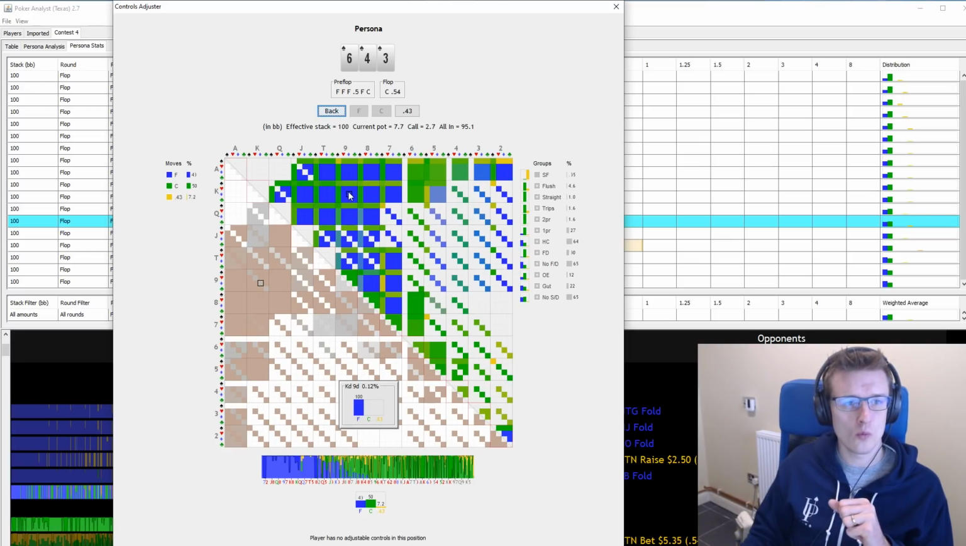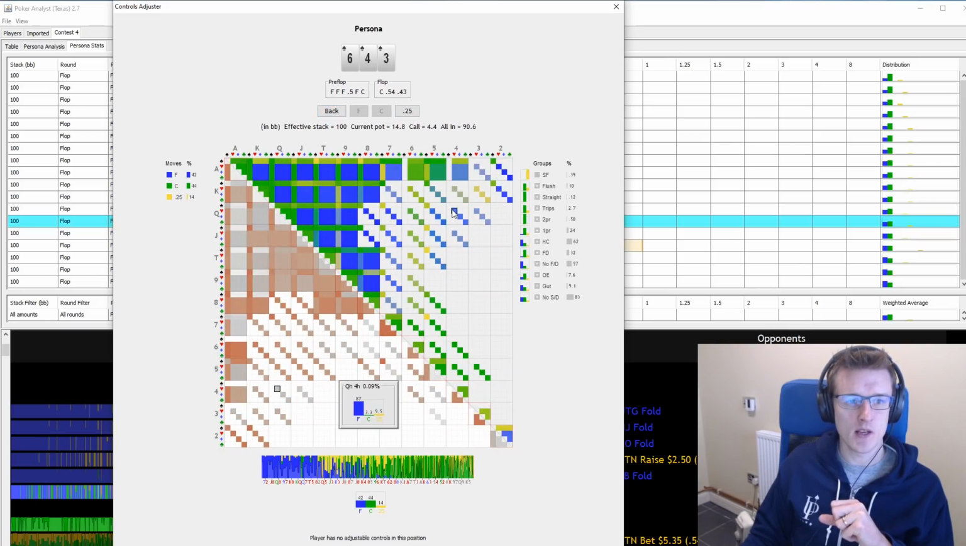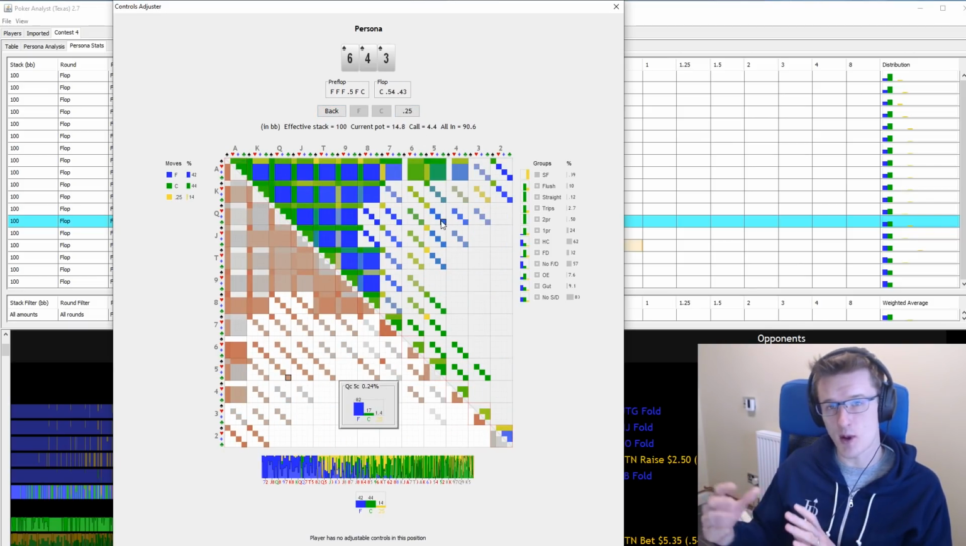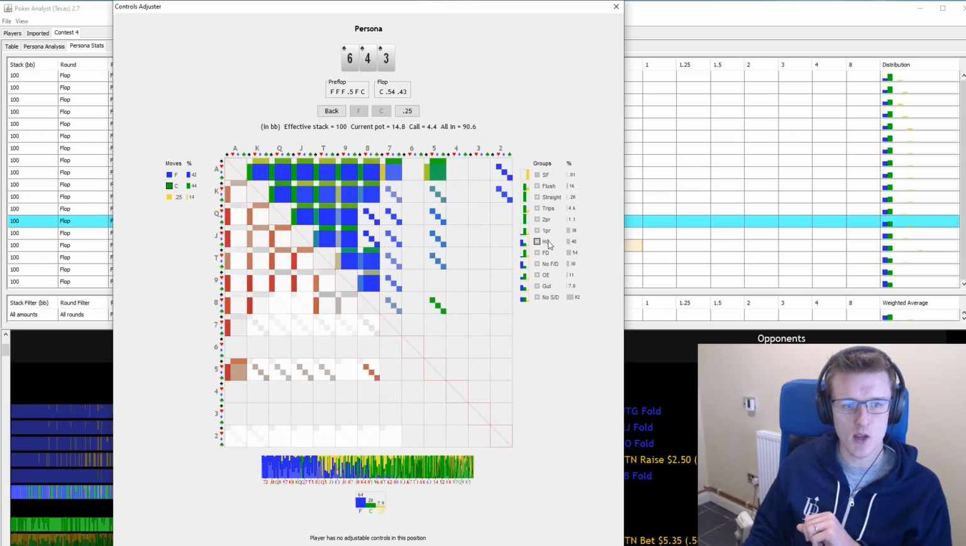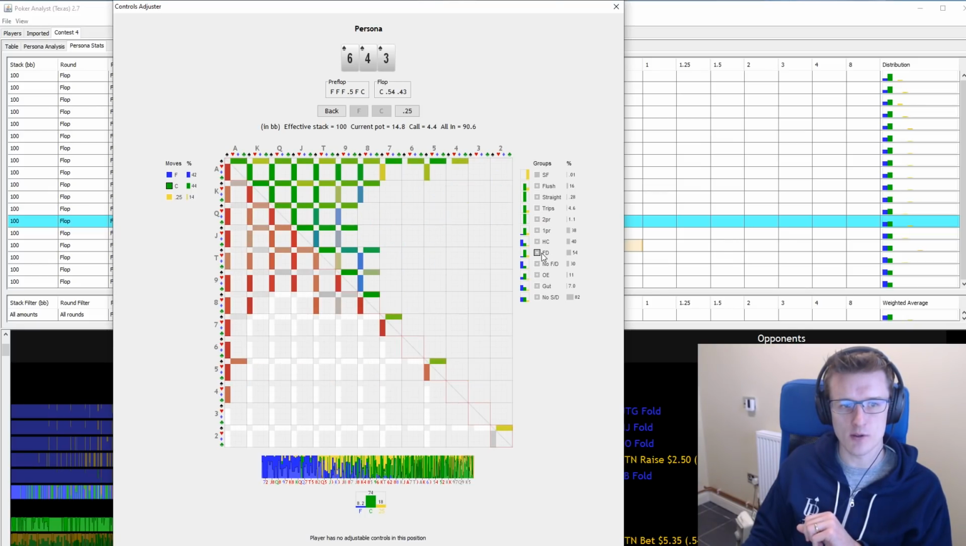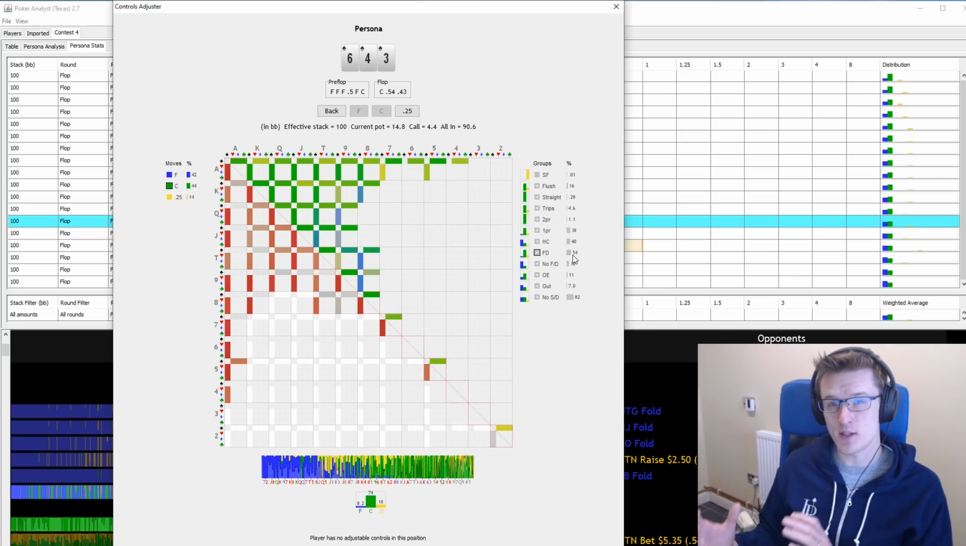So when we check raise, this is us versus a c-bet. If we click through so that we've check raised, now we're seeing how our opponent's playing versus the check raise. If we hover over our opponent's call range, they're calling 44% of the time, and then we move across here to hover over flush draws. This number here by the side tells us what percentage of our opponent's range is made up of flush draws. So 54% of our opponent's call range versus our check raise is made up of flush draws.